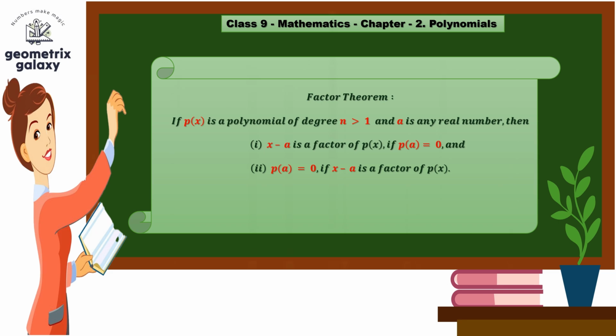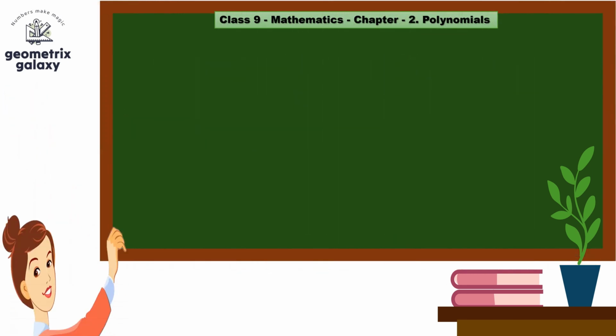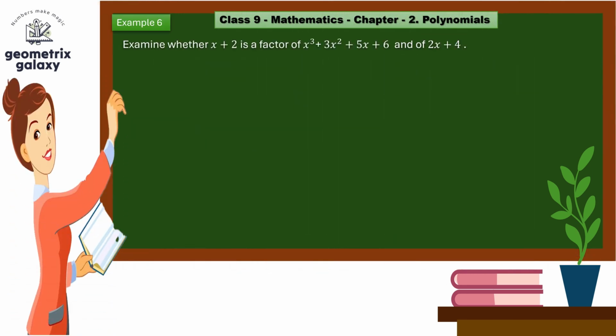Here is our example 6. Examine whether x plus 2 is a factor of x cube plus 3x square plus 5x plus 6 and of 2x plus 4. For both the polynomials, we have to check whether x plus 2 is a factor. Here we are going to use the factor theorem for finding whether x plus 2 is a factor.